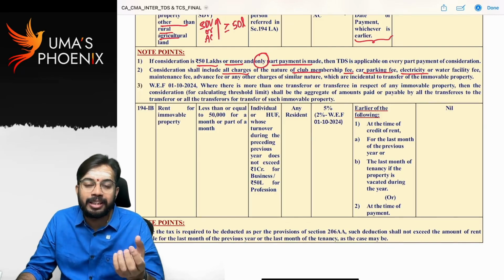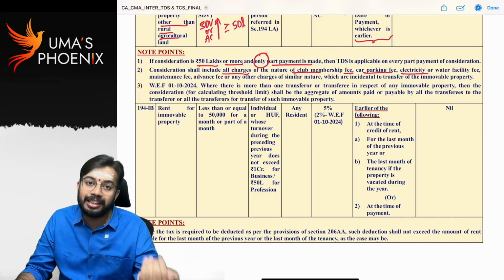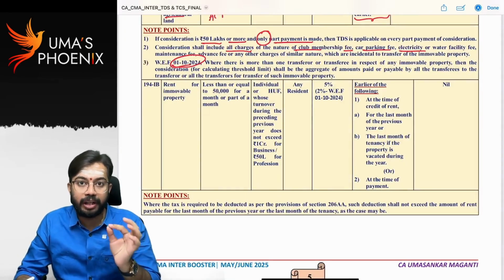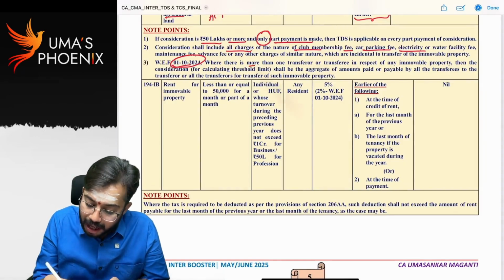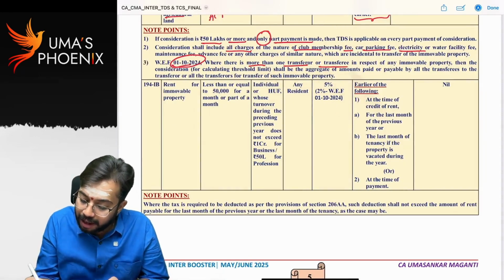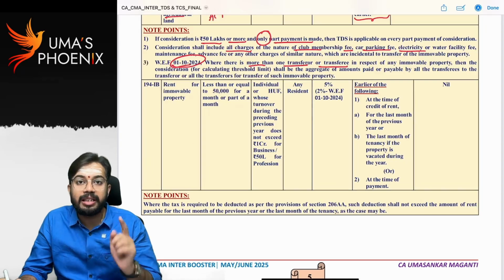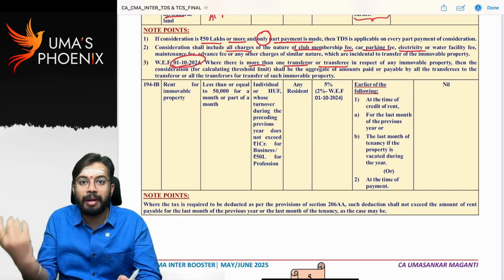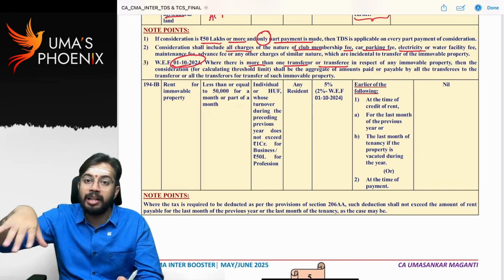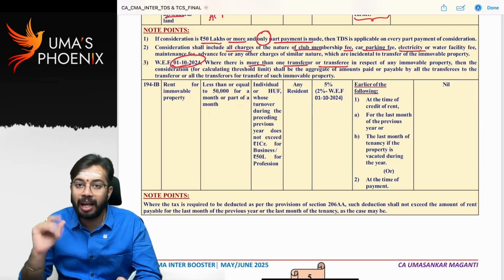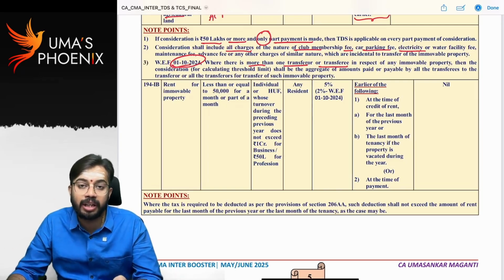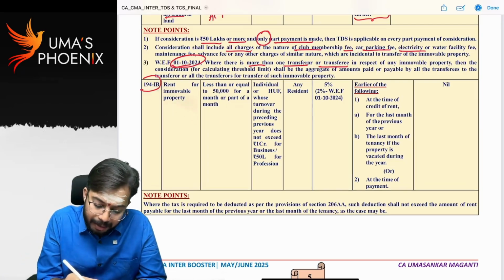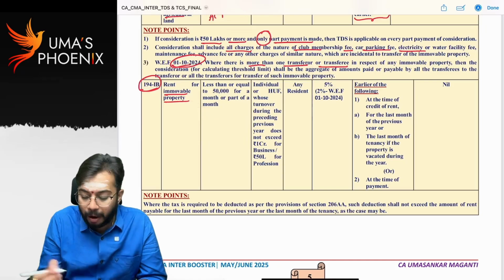So people were purchasing, ensuring that each person's payment is less than 50 lakhs and they were not deducting TDS. So with effect from 1st October 2024, when there is more than one transferor or more than one transferee, consideration paid by all transferees together is considered. So let's say I and my friend paid consideration. Both of our considerations together, if greater than 50 lakhs, then TDS is required to be deducted under section 194IA. Next, 194IB, rent for immovable property.